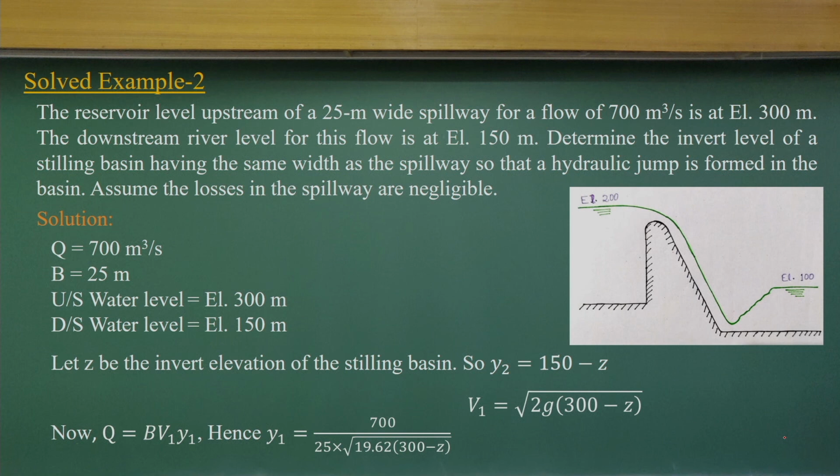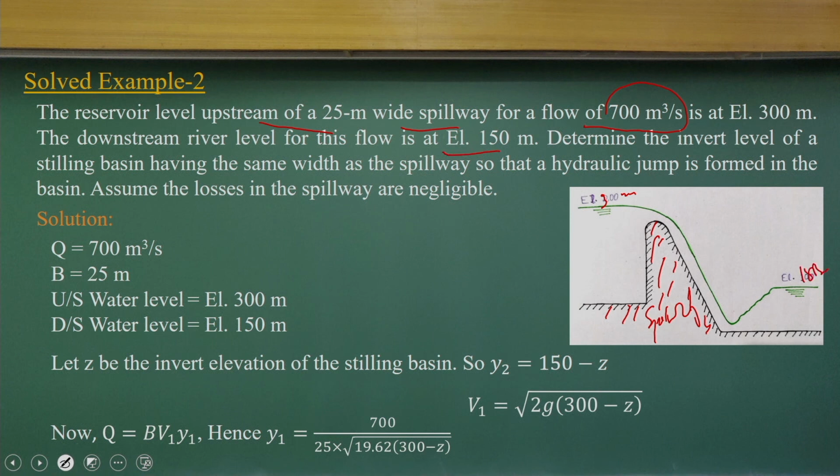Let us talk about another simple example problem, where there is a reservoir with a 25 meter wide spillway. Just look at the figure, this is a spillway. Generally, whenever you look at rivers and dam projects, you can have a spillway. It is having a discharge of 700 meter cube per second. The elevation is 300 meters. At the downstream river level, the flow elevation is 150 meters.